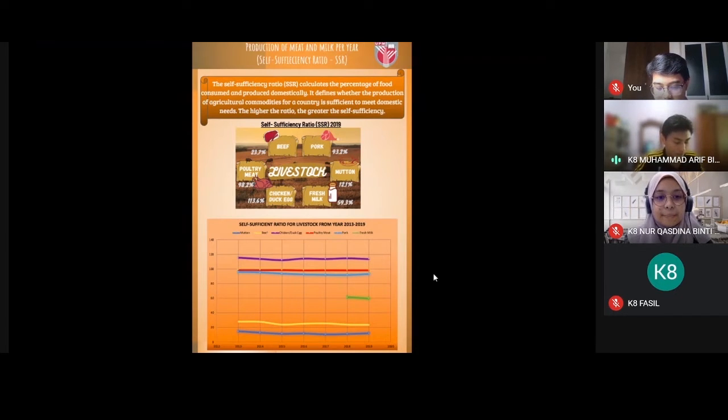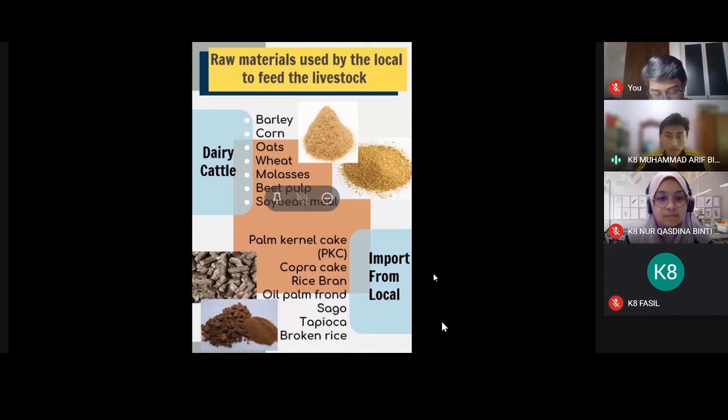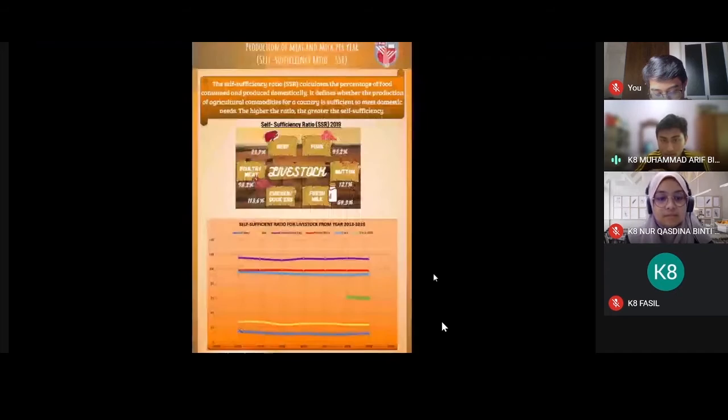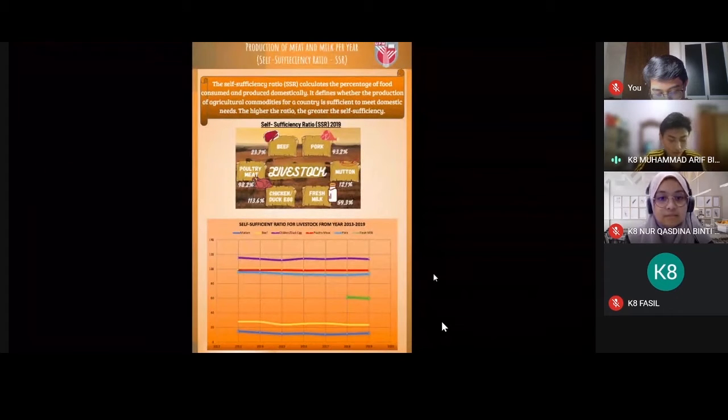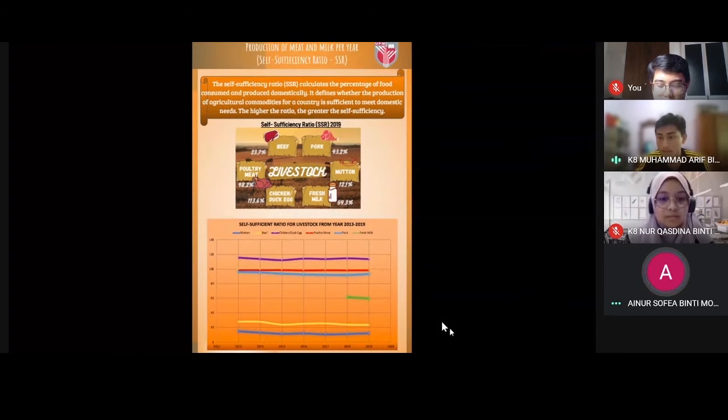The next one for me is the pork. We can see that the pork has 93.2% SSR, which is nearly 100%. So we can also conclude that consumption is more than production. As you can see in the graph, it is the same for the other years. It only increases and decreases a little bit. Okay, I will pass to the next presenter.